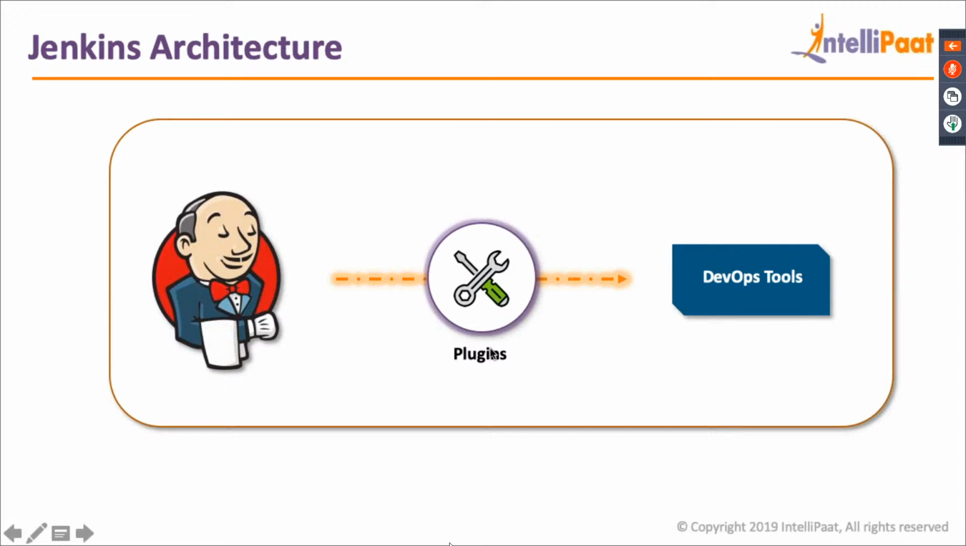And this is done using plugins. So any DevOps tool that you connect to, Jenkins will be able to connect to it using a plugin. And that's why, the first time that you install Jenkins, it will ask you to download the recommended plugins. With that, you will be able to integrate Jenkins with different DevOps tools which are out there.